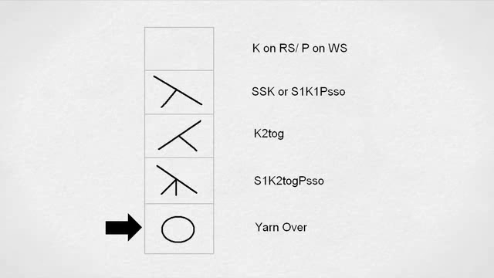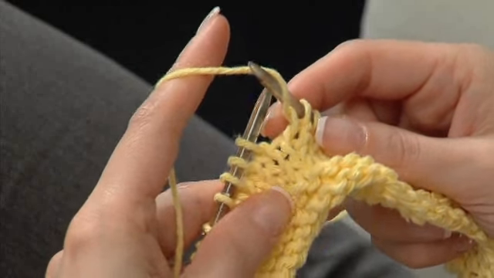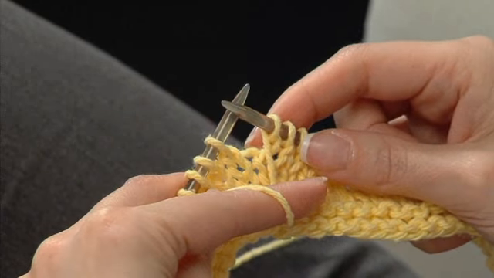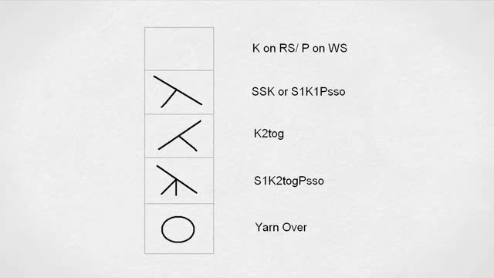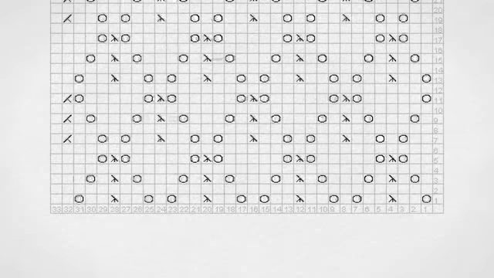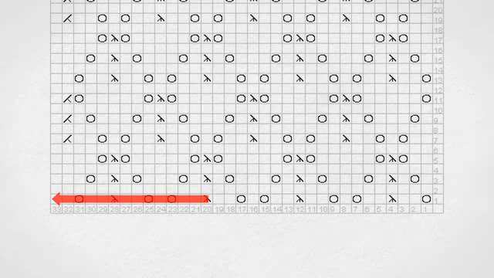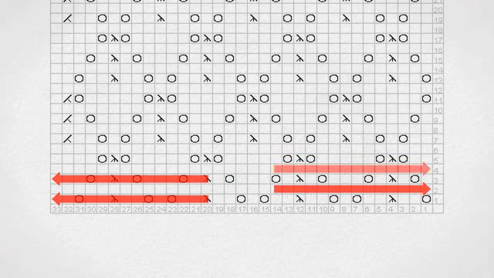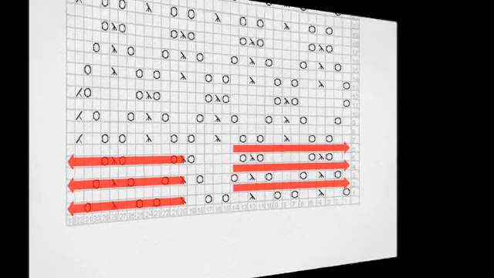An increase is represented by this, which symbolizes a yarn over. A knit stitch or purl stitch is represented by an empty square. When reading a chart, start from the bottom and begin with row 1. Read the symbols from right to left. Each box in the chart represents a stitch. Read row 2 from left to right. Continue to the end of the chart, reading odd rows right to left and even rows left to right.